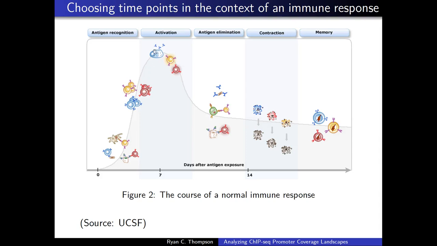Day 5 comes right around the peak of the infection up here. And day 14 is generally after the infection has been cleared and the cells are beginning to die off and become memory cells. So that's the rationale behind the choice of those 4 time points.